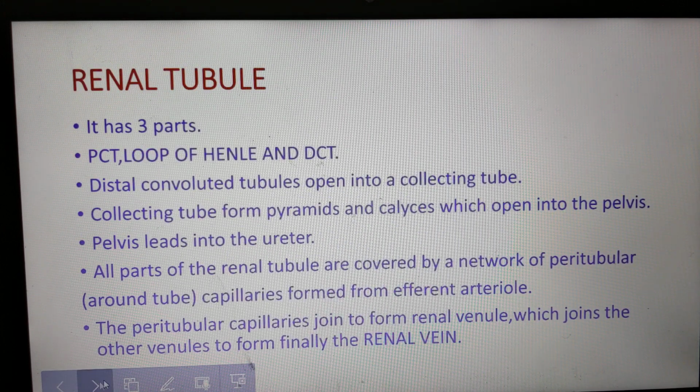Now coming to the renal tubule. So let me again draw a basic diagram.